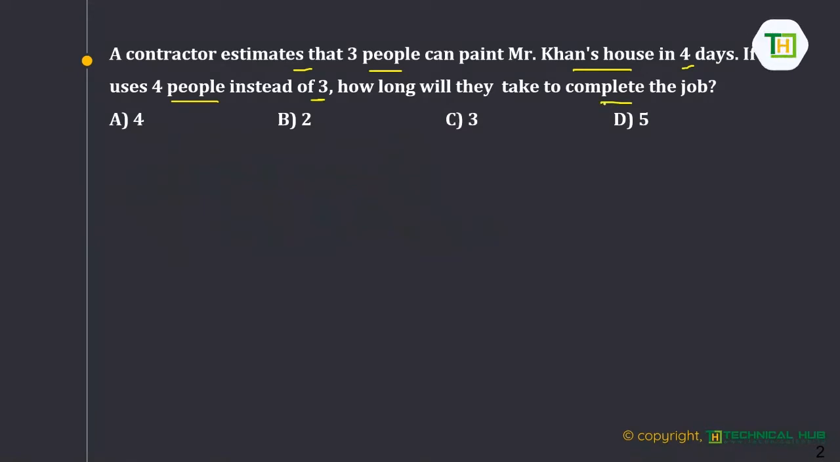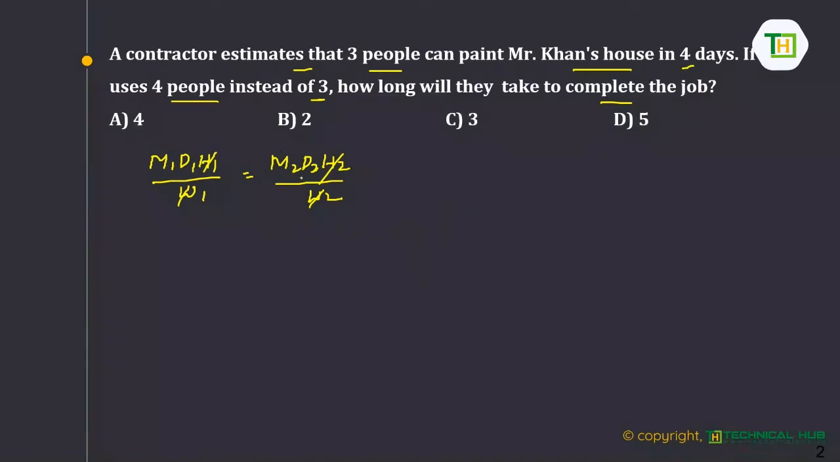This question is related to time and work. We know the formula in time and work: M1 D1 H1 by W1 is equal to M2 D2 H2 by W2. In this question, no work is given, which means work is constant, and hours are not given either, so hours are also constant. Then the formula is M1 D1 is equal to M2 D2.